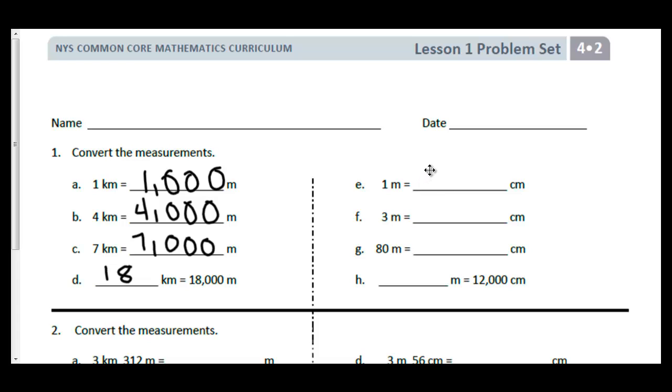All right, let's try something different. There are 100 centimeters in a meter. So if I have 3 meters, I have 300 centimeters. If I have 80 meters, 8,000 centimeters. And if I have 12,000 centimeters, then I have 120 meters. Looking for patterns here.